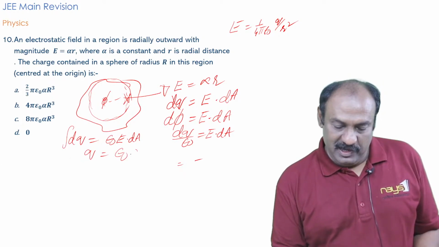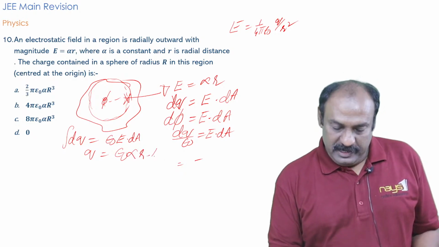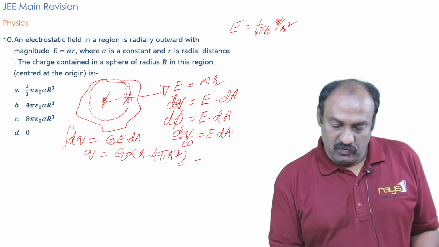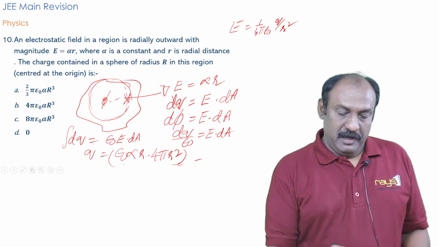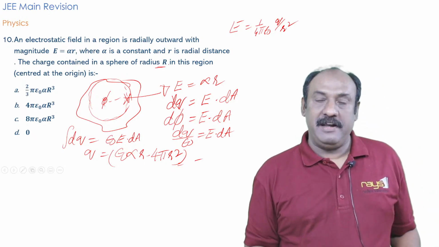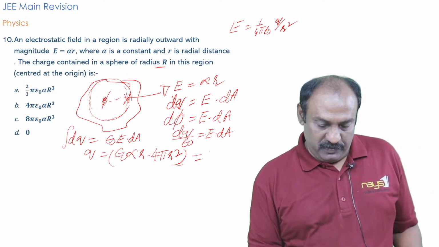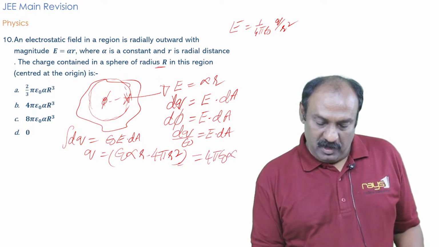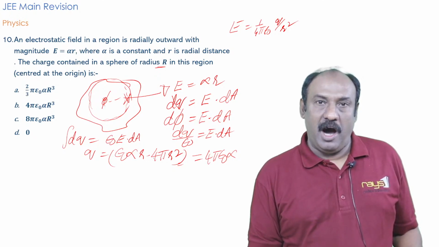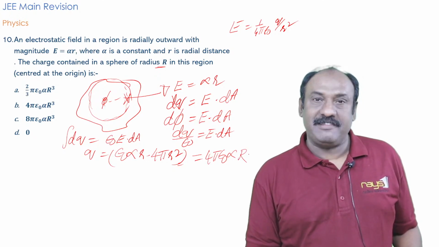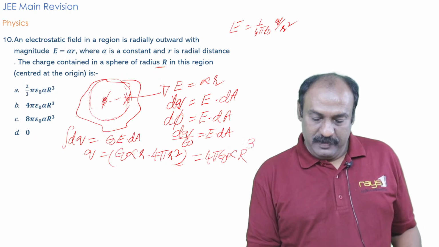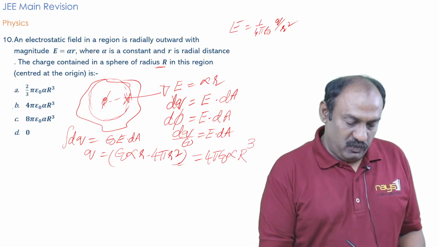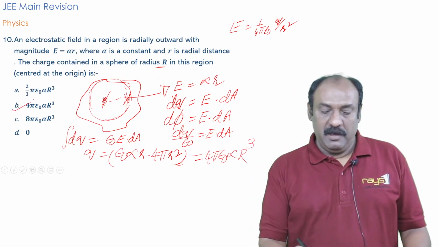What is the E value? Alpha into r, and the integral of dA is 4 pi r square. But up to what point here? The sphere of radius small r equal to capital R. So from this it is 4 pi epsilon naught alpha into r square into r. So at a distance small r equal to capital R, it is r cube. So the answer is 4 pi epsilon naught alpha into r cube.